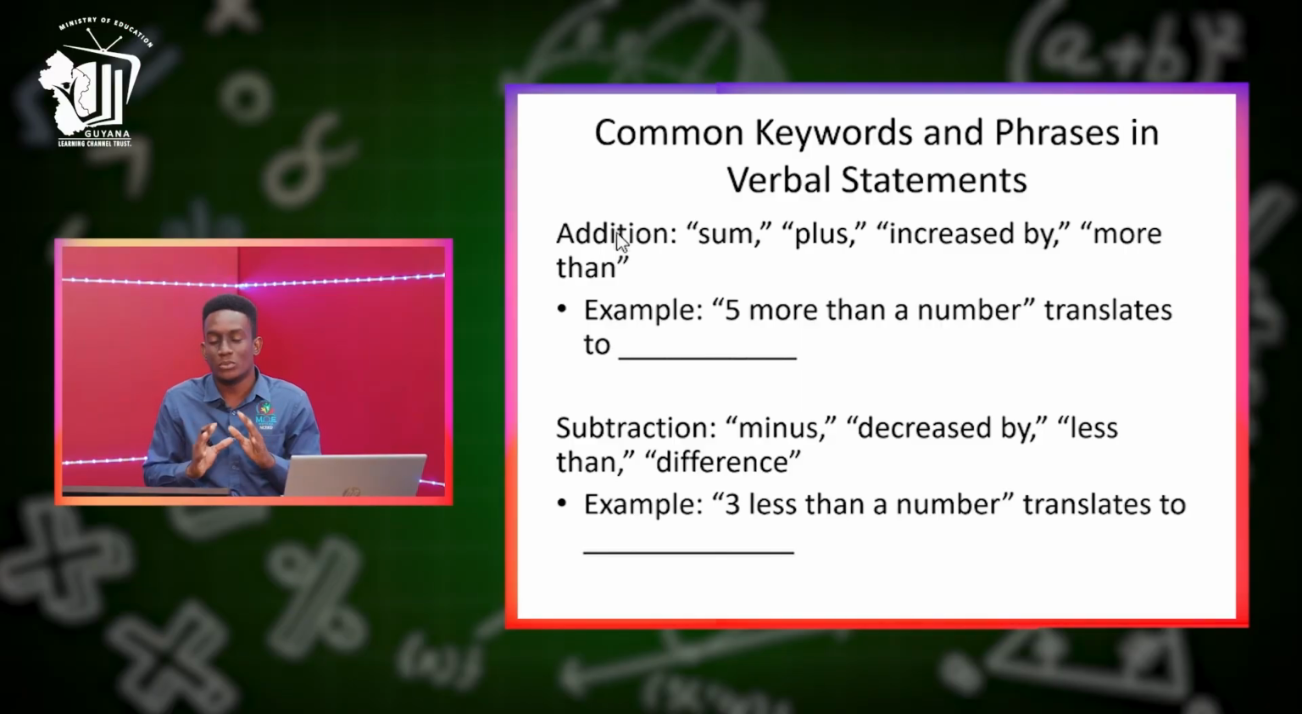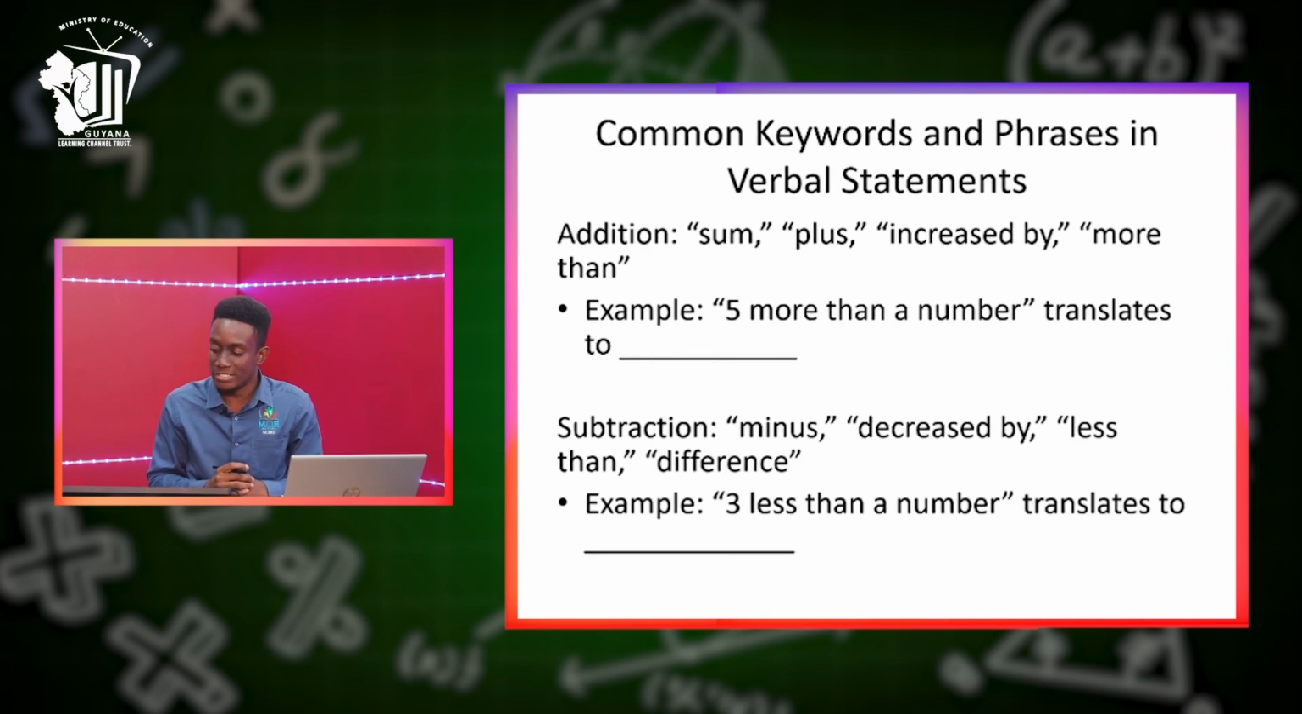Addition will be described using words such as sum, plus, increased by, more than. For example, a statement will say 5 more than a number. We don't know what that number is. So we can say x, and 5 more than x would be x plus 5.